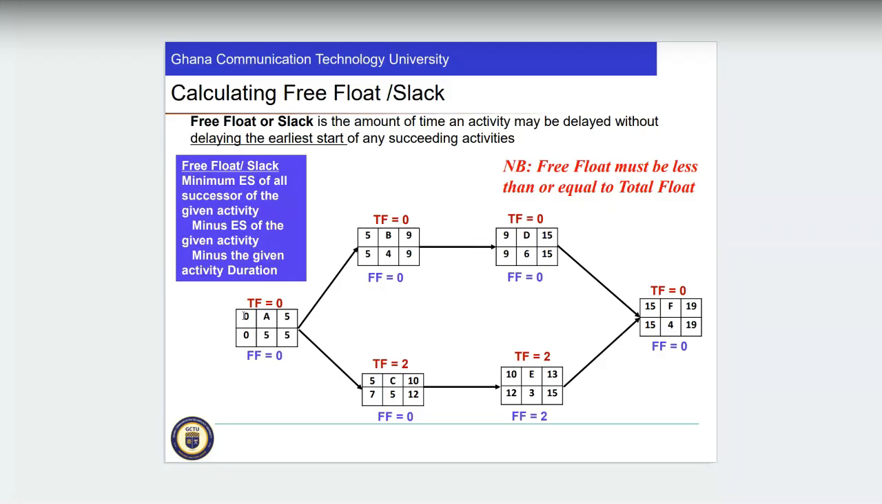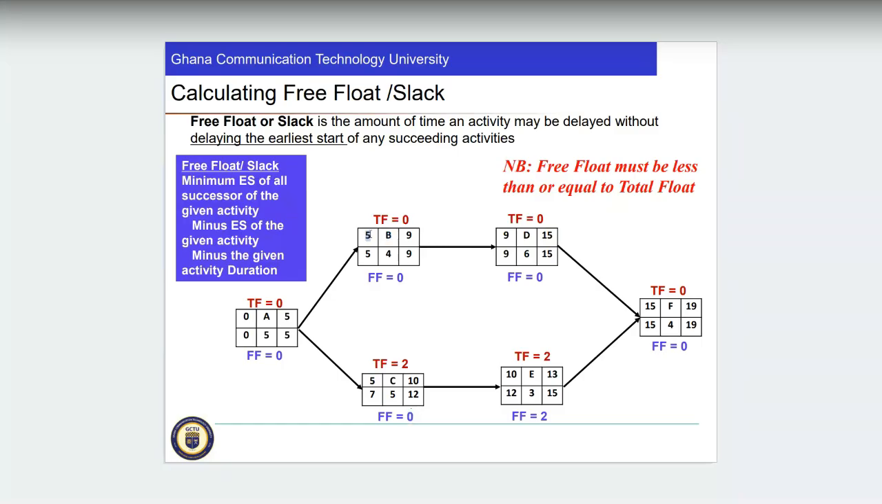Earliest start of this. Okay, and then this. So this one becomes what? It becomes 5. So 5 minus 0 is 5. So 5 minus 5 is 0. We have here, the earliest start of this is 5. The earliest start of this is 0. 5 minus 5 is 0.